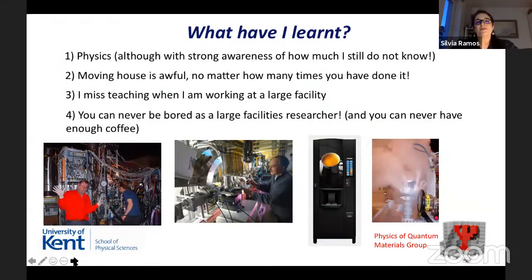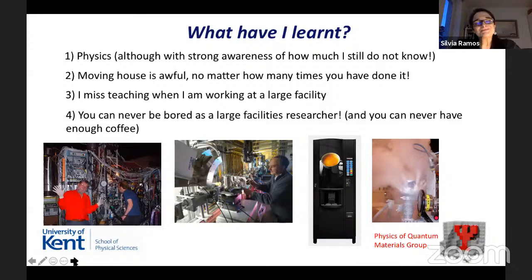Now, quick summary. So what have I learned? So I've learned physics, quite a lot of it over the years, but always with a strong awareness that there is actually a lot that I still don't know. And that comes with about 30 seconds of being really overwhelmed and thinking, oh, this is never ending. Followed by another good few minutes of thinking, isn't that great? Because I love learning physics. And there's still loads that I don't know. So there is a lot that I can still do.